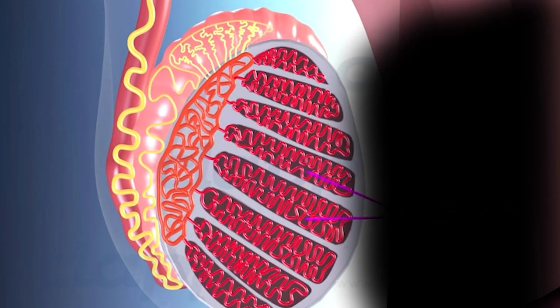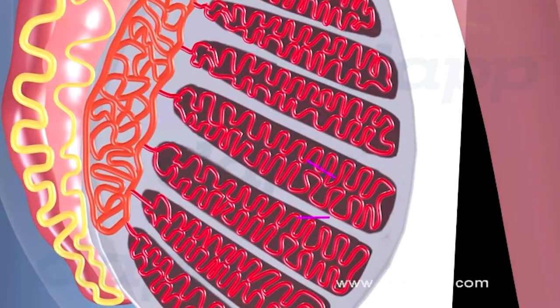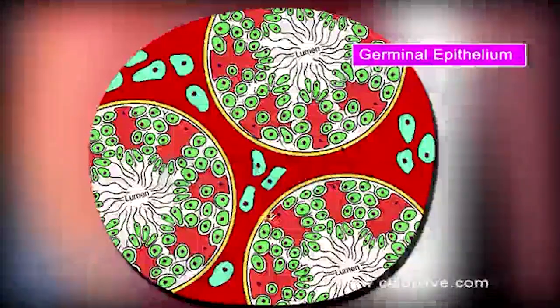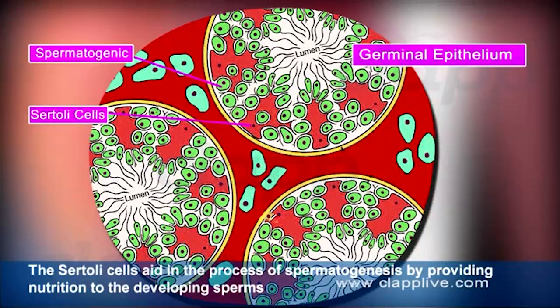into around 200 to 300 lobules called testicular lobules. Each lobule consists of 1 to 3 highly coiled seminiferous tubules. These tubules are lined inside by germinal epithelium. Germinal epithelium consists of two types of cells, cuboidal cells called spermatogonia and pyramidal cells called Sertoli cells or nurse cells. Spermatogonia or the sperm mother cells produce sperms. Sertoli cells aid in the process of spermatogenesis by providing nutrition to the developing sperms.